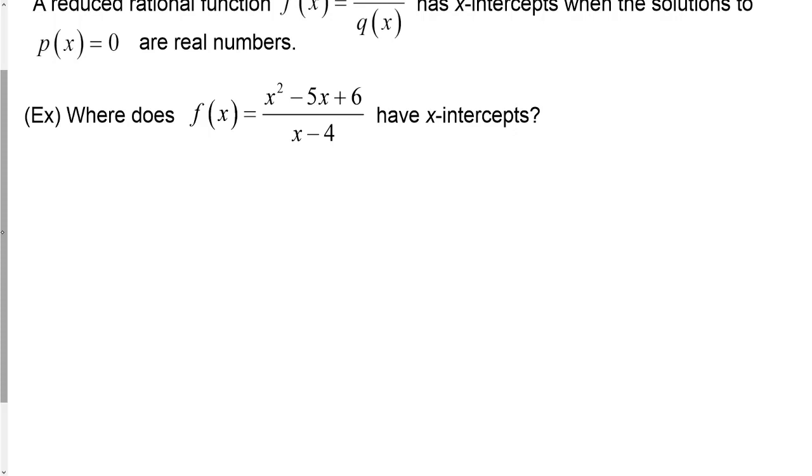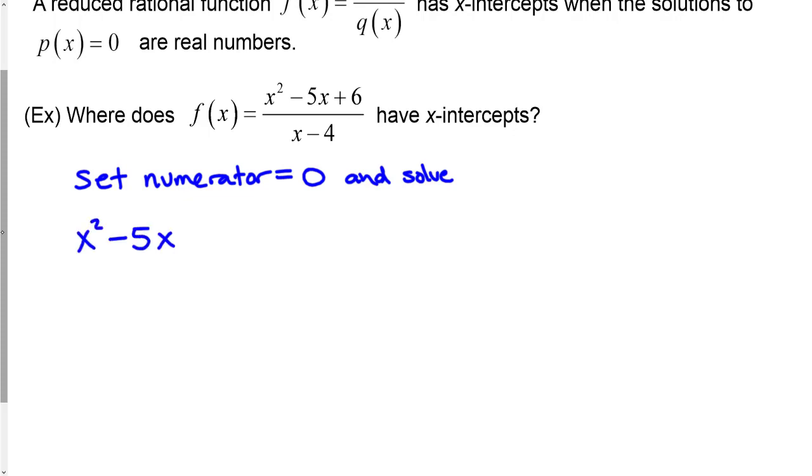Well, the basic idea is to always just set the numerator equal to 0 and solve. The numerator is the top part of your fraction, the denominator is the bottom part. So my numerator is x squared minus 5x plus 6. Now I'm just going to set that equal to 0 and solve.